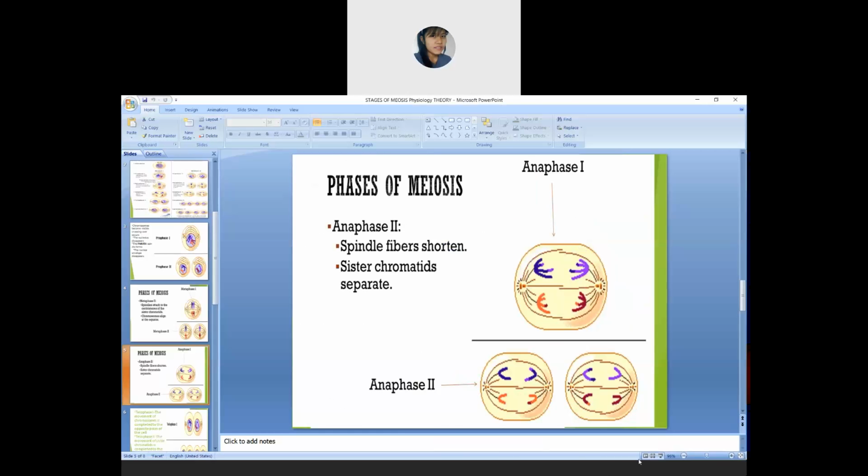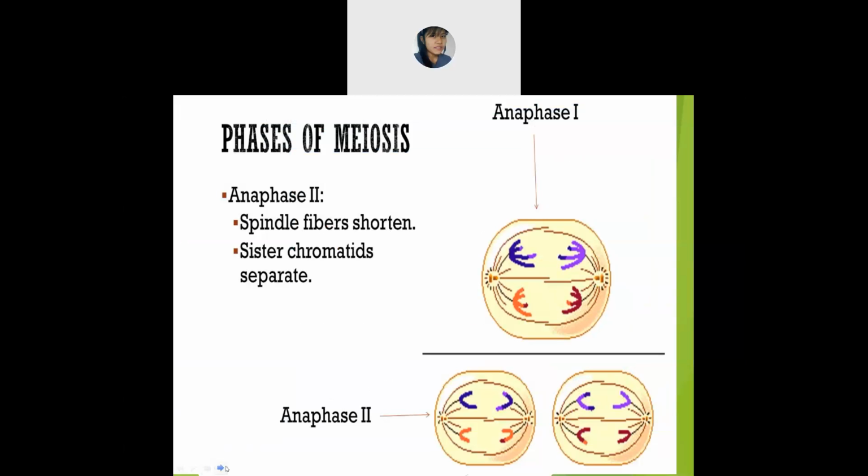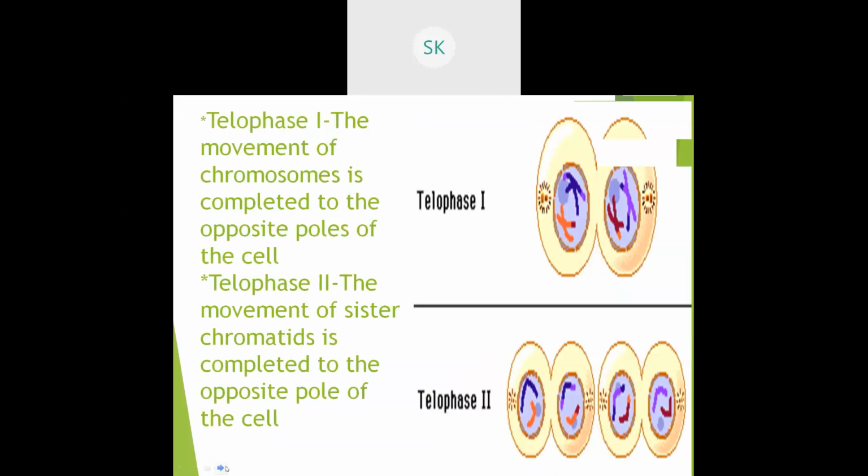समझ में आया एनाफेज? Yes, ma'am. ओके, नेक्स्ट इज टेलोफेज 1. तो ये टेलोफेज 1 में क्या होगा? In telophase 1, what will happen? Movement of chromosomes is completed to the opposite poles of the cell.